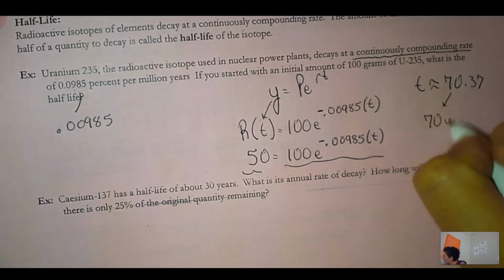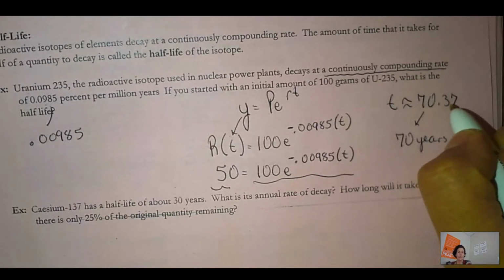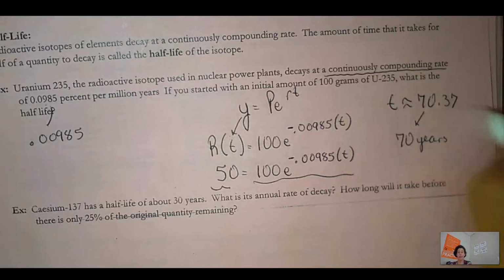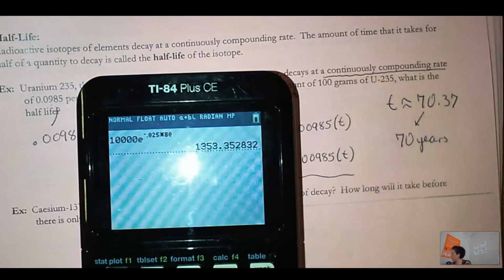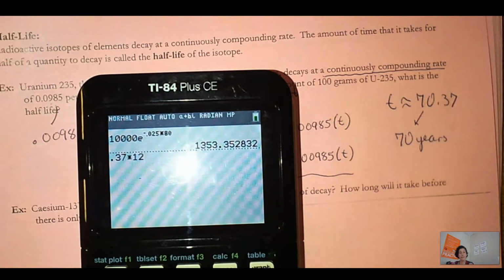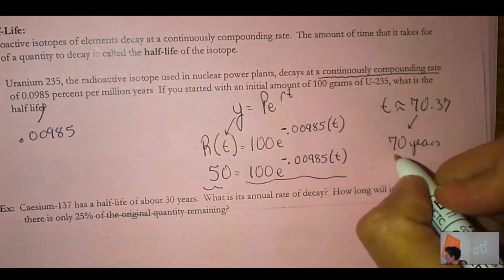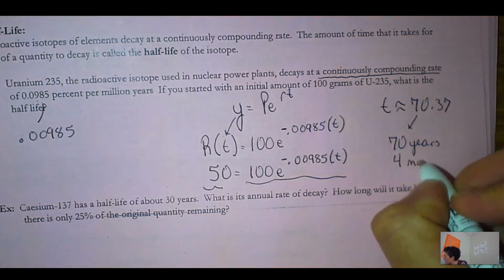70 years. And if you want to see how much 0.37 is as far as years go, 0.5 is a half a year. If you want to know exactly how many months that is, you can do 0.37 times 12 months. And so it's a little over 4 months. So 70 years and 4 months.